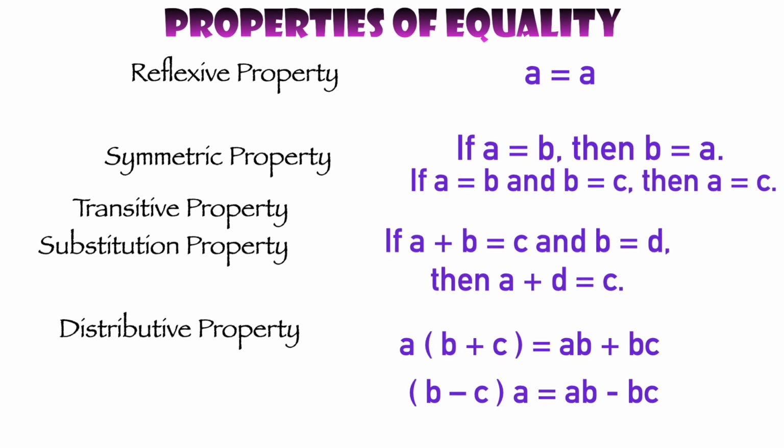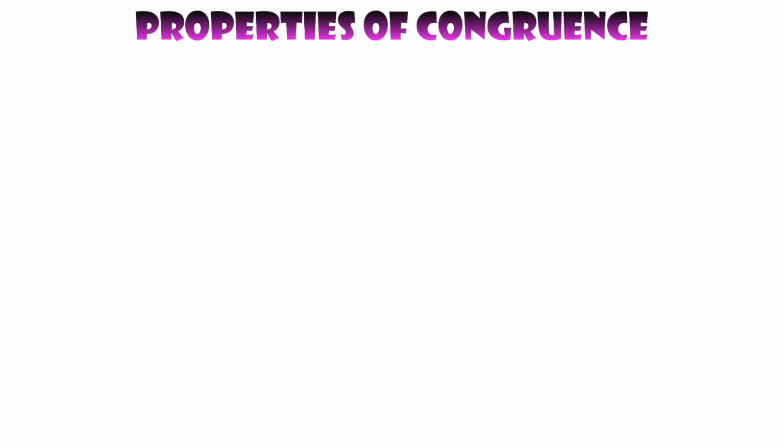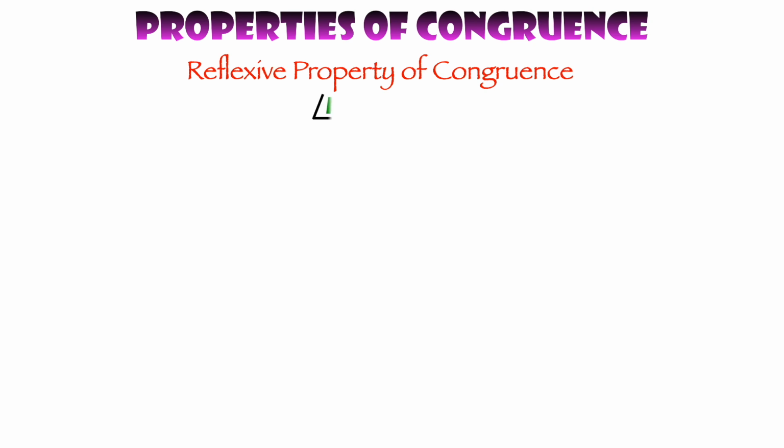At meron din tayong tinatawag na geometry-based properties of congruence. Halos pareho lang siya dun sa properties of equality na reflexive, symmetric, and transitive. Pero ito ay geometry-based. So if angle A is congruent to angle A, or segment AB is congruent to segment AB.